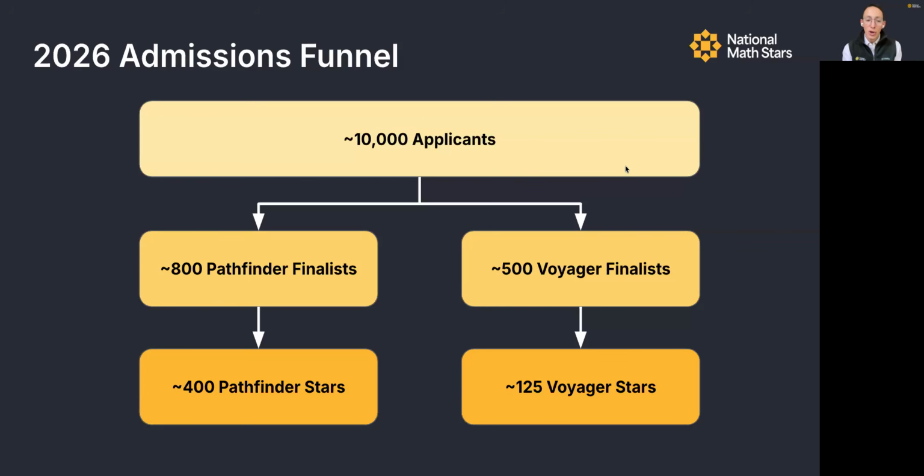So let's start big picture. What should you expect for this competitive summer admissions process? Well, this year we are expecting approximately 10,000 applications to be National Math Stars. From there, we're going to select our finalists. We'll have approximately 800 finalists for our Pathfinder program and approximately 500 for our Voyager program. And that will get winnowed down to about 400 Pathfinder stars and about 125 Voyager stars, announced on August 14th.